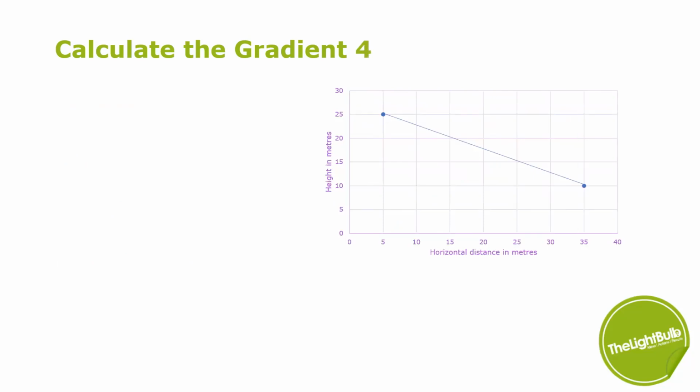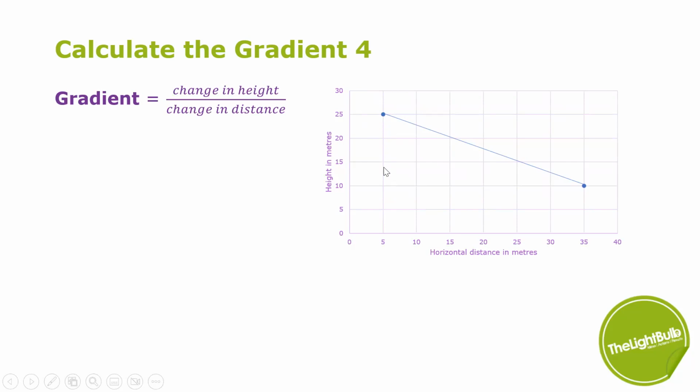Number 4. So again, I'll put the formula there. I'll give you a few seconds and then we'll run through this shortly. Okay, so what is the change in height? Well, this time we've got a different scale. The change in height is from 25 down to 10 meters high. So 25 take 10 is 15 meters is the change in height.